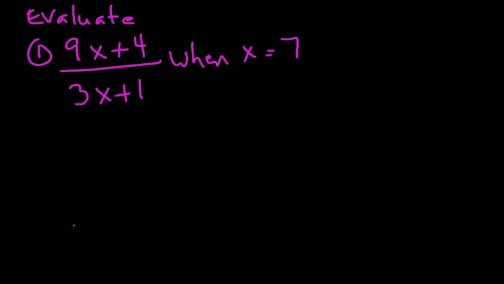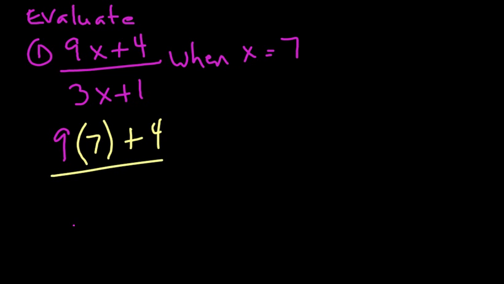Okay, evaluating. Remember, with order of operations, here's the problem. 9x plus 4 over 3x plus 1 when x is 7. First, 7 gets to go in the x's spots. So 9 times 7 plus 4 over 3 times 7 plus 1.